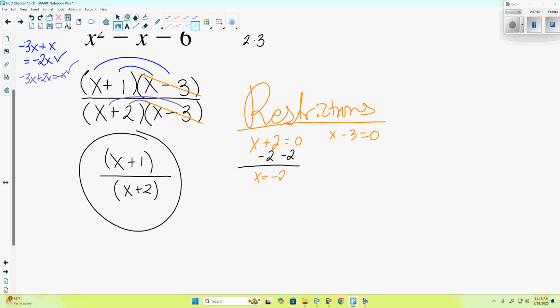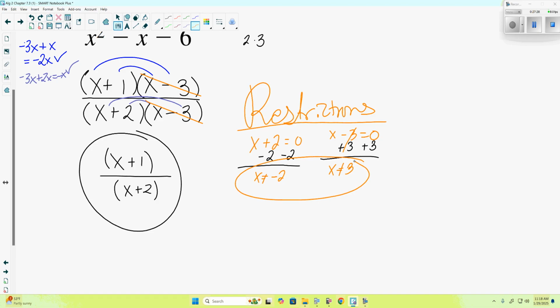If x is negative 2, we get a division of 0. Here we'd add 3, telling us that if x is equal to 3, we'd get a division of 0. So for this one here, x cannot be negative 2 or 3. Questions on this here?